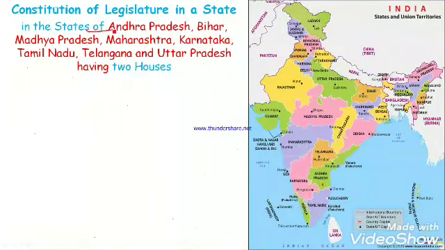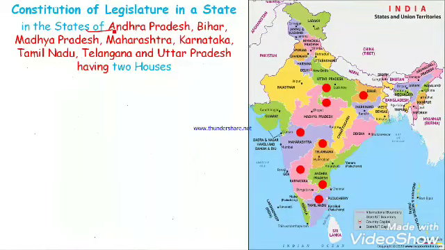Now let's talk about the constitution of legislature in a state. So in the states of Andhra Pradesh, Bihar, okay, Madhya Pradesh, Maharashtra, Karnataka, Tamil Nadu, Telangana, Uttar Pradesh are all having two houses. Okay, so what do you mean by two houses?